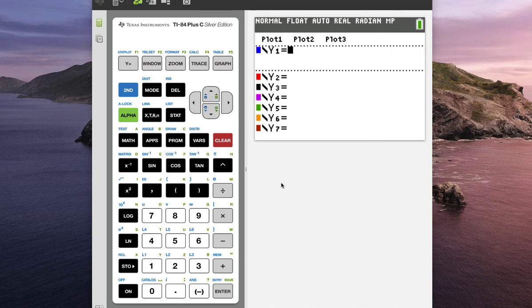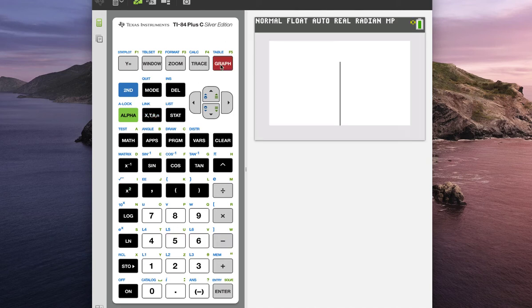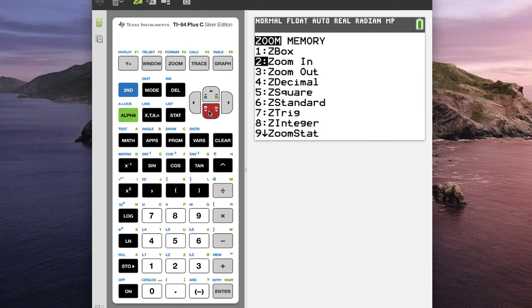So let's type in the top of our function. So negative x cubed plus 6x squared minus 5. Go ahead and graph that. Oh, that's right, we had it zoomed out from before, so I'll go back to zoom standard.